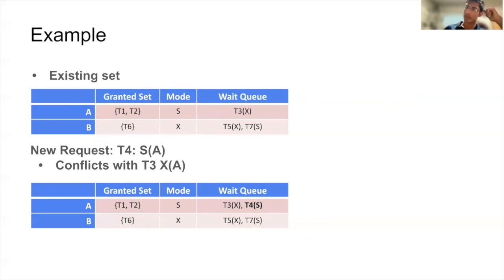Now T4 comes along and it says, hey, I want a shared lock on A. So can we grant it? Well, a shared lock on A is compatible with what's in the granted set, but T3 wanted an exclusive lock and T3 is in the wait queue. So this request, T4's shared lock on A, actually conflicts with something in the wait queue. So we would have to put it in the queue. We'd have to put it at the back of the queue.